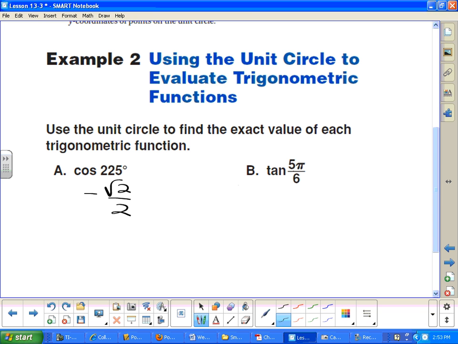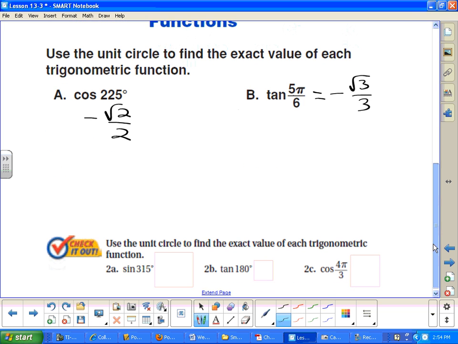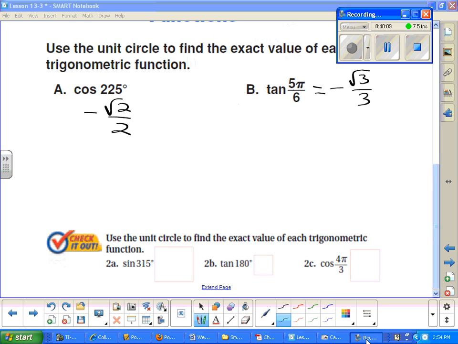Letter B, tangent of 5 pi over 6. So find 5 pi over 6. And tangent's the one that's on the outside no matter where you're at around the circle. All right, Olivia, what's that one? Okay, negative square root of 3 over 3. So it's just a matter of finding them on the circle. Go ahead and find those three.